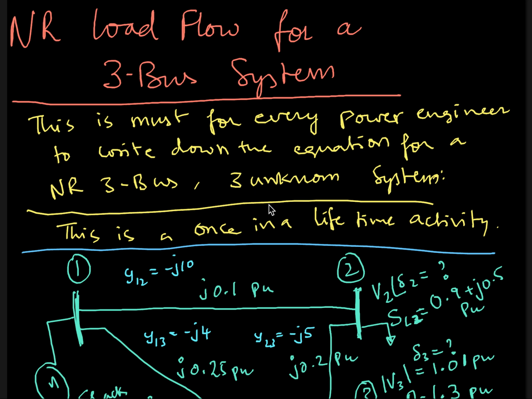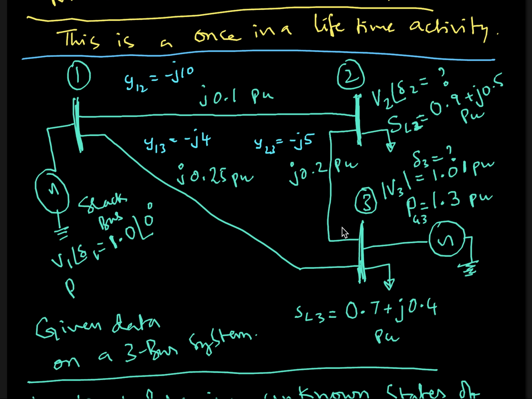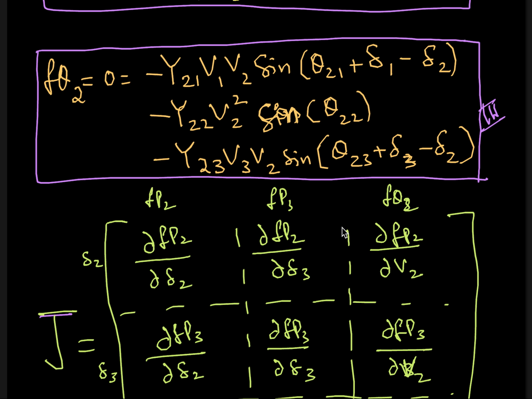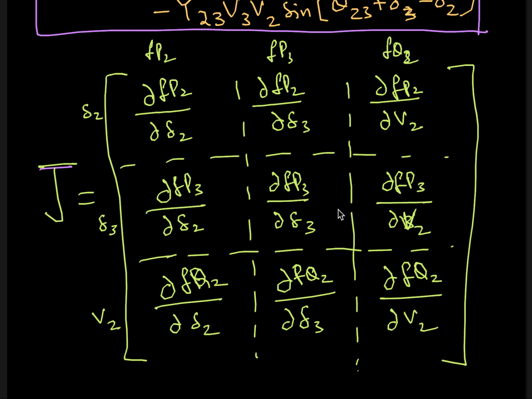So let's continue. This is part two of the Newton-Raphson load flow for a three-bus system. In part one, I have already written down the three functions and the general form of the Jacobian matrix.